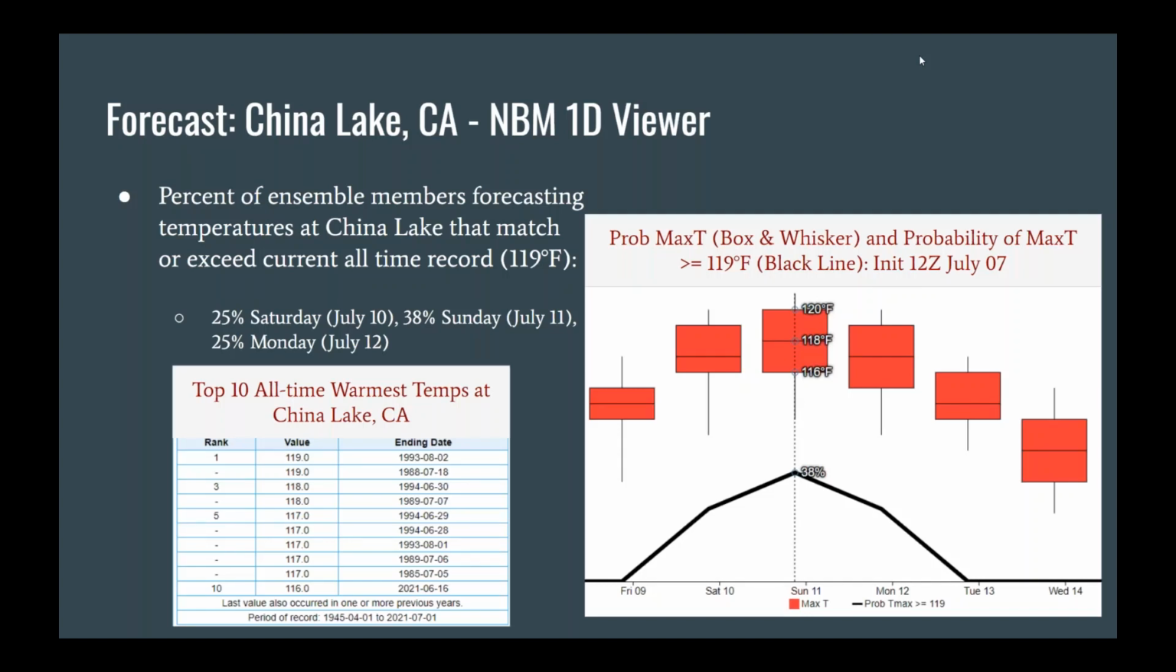And then this is looking at the probability of exceedance of 119 degrees, which is the all-time record for China Lake. You can see that there's a 25% chance on Saturday, 38% chance on Sunday, and a 25% chance on Monday for exceeding that all-time warmest temperature. So there is some chance for all-time high temperature records being set.